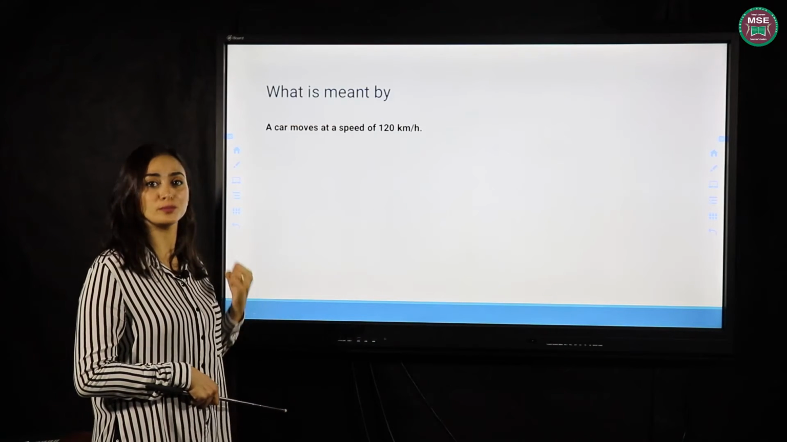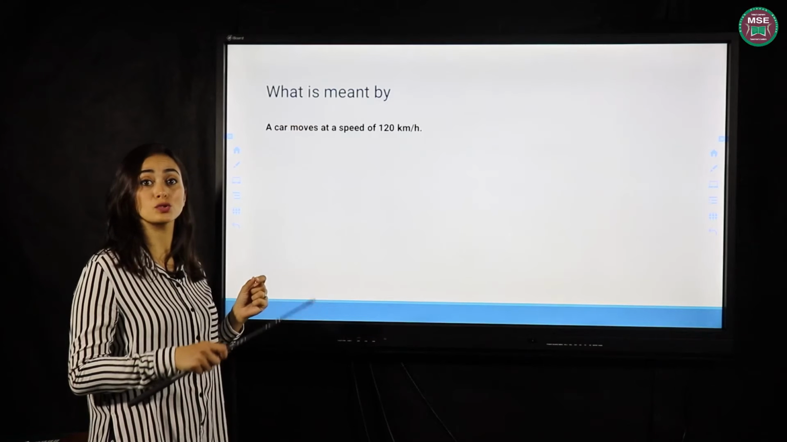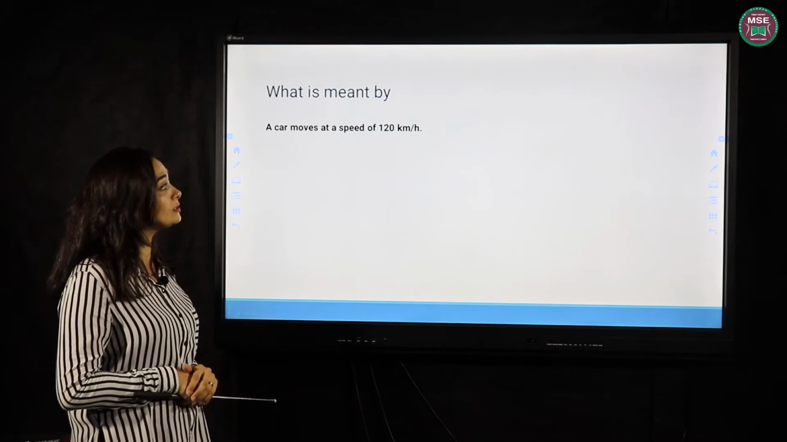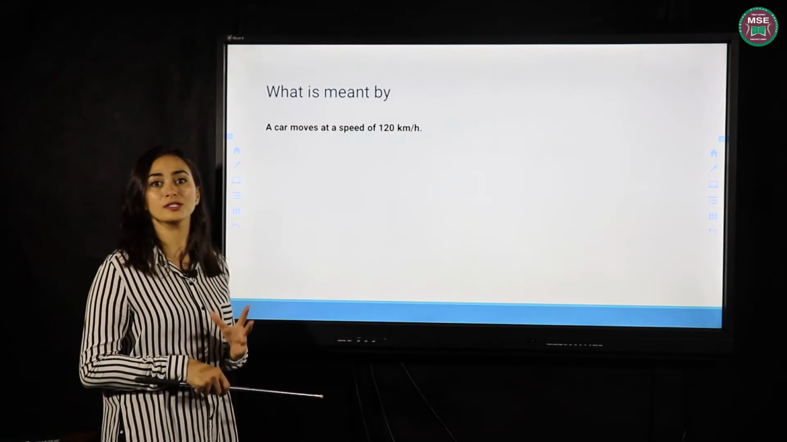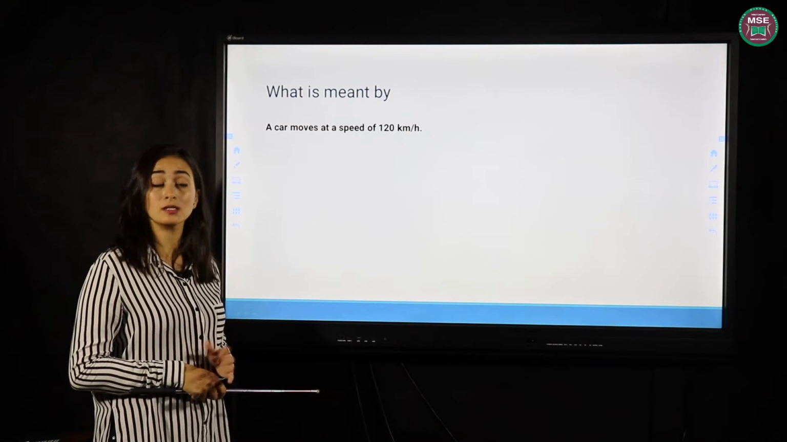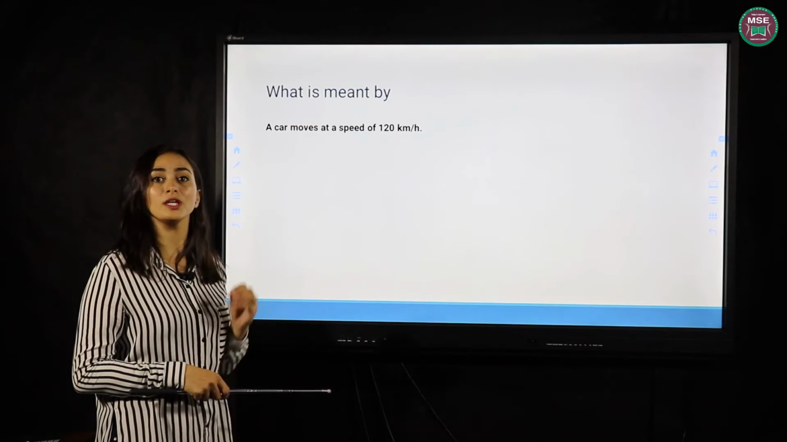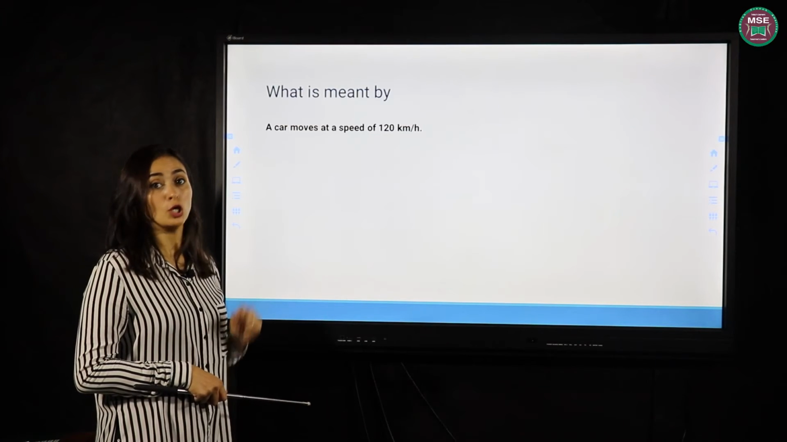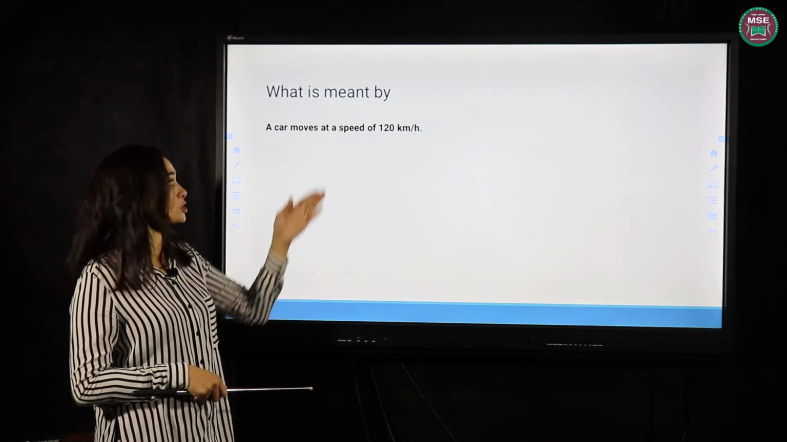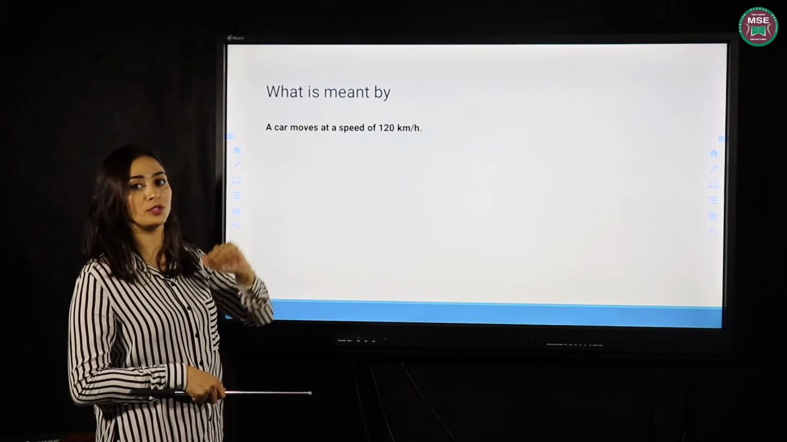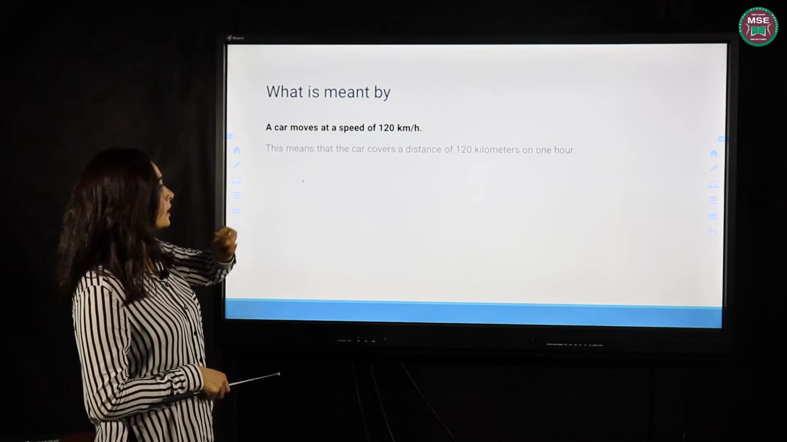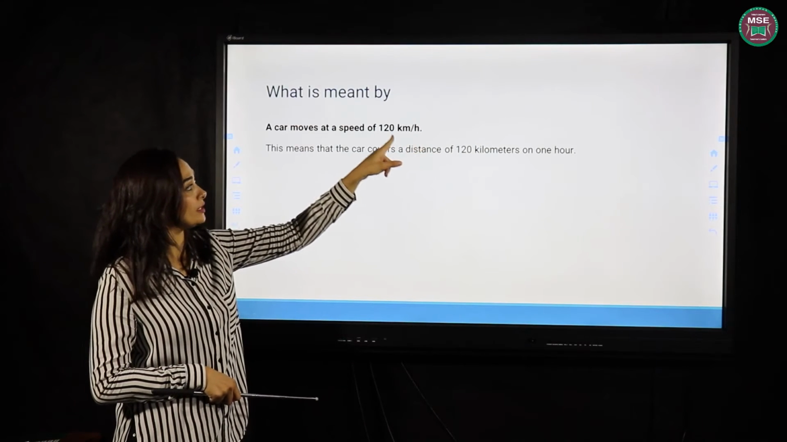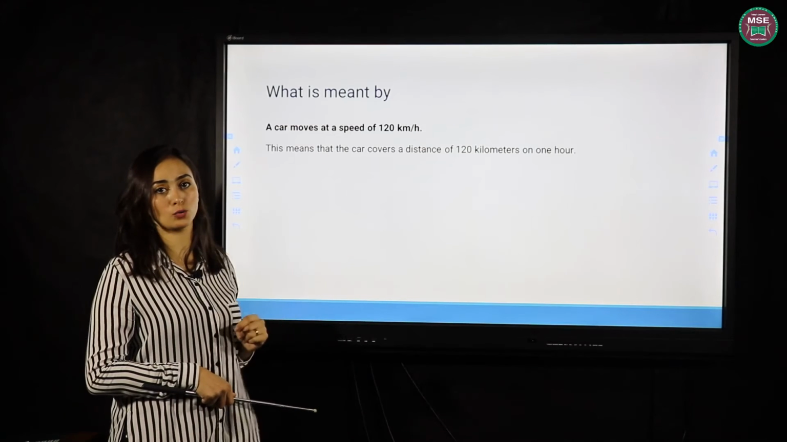Okay, as we solve the problem, we just write words to solve it. What's meant by speed equals 120 km per hour? First, what's meant by speed? Yes, speed is the distance covered by a body in a unit time. Here, the speed equals 120. So we have to say the definition of speed with a given number. Yes, that means the car covers a distance of 120 km in 1 hour.